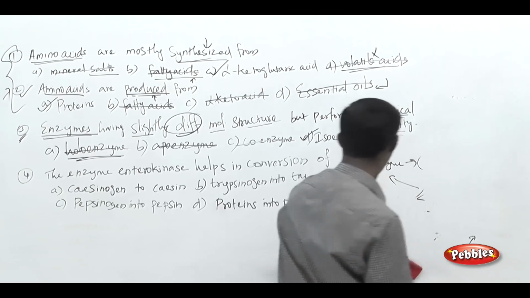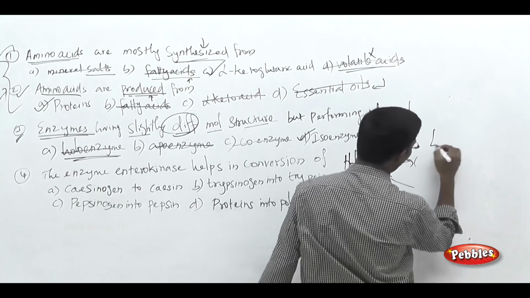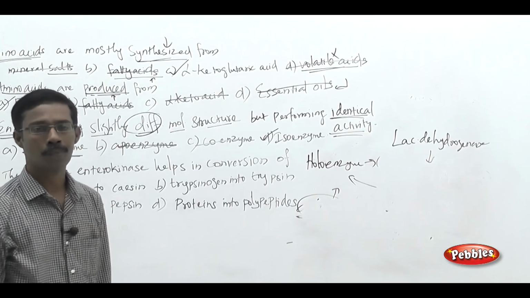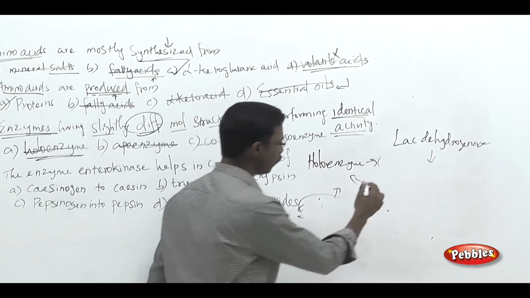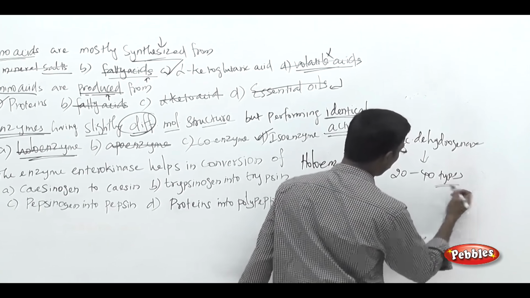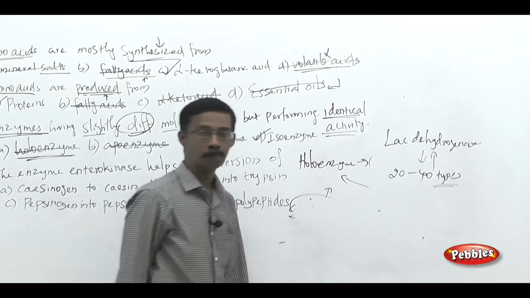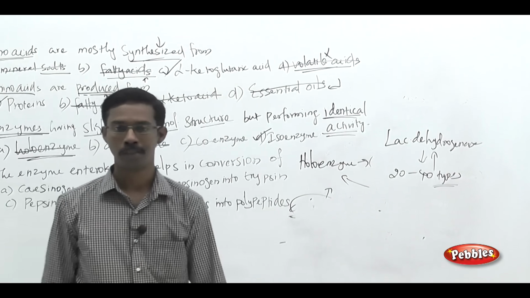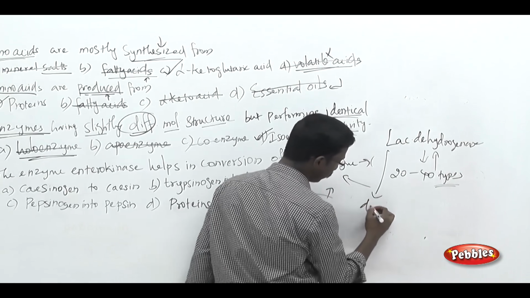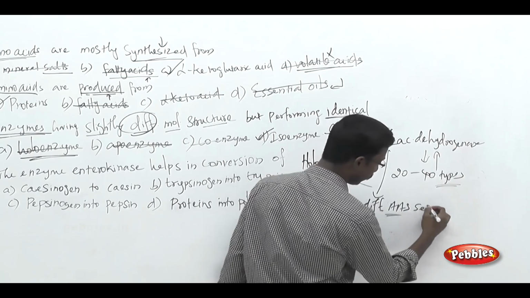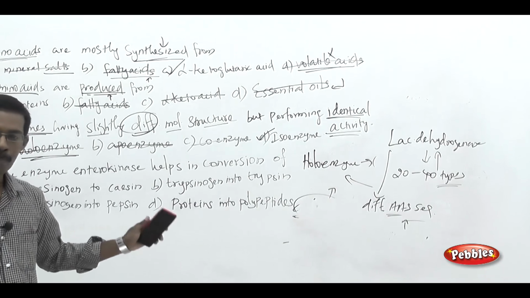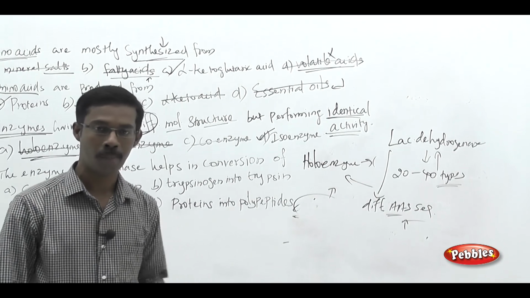For example, in a human cell, there are enzymes called lactate dehydrogenase. There are so many different variants of the dehydrogenase present. At least 20 to 40 different types or variants of lactate dehydrogenase are present in a single human cell. So what are variants? They are made up of different amino acid sequences. As I told you in the introduction classes, you have to remember the protein structure is based on the amino acid sequence.